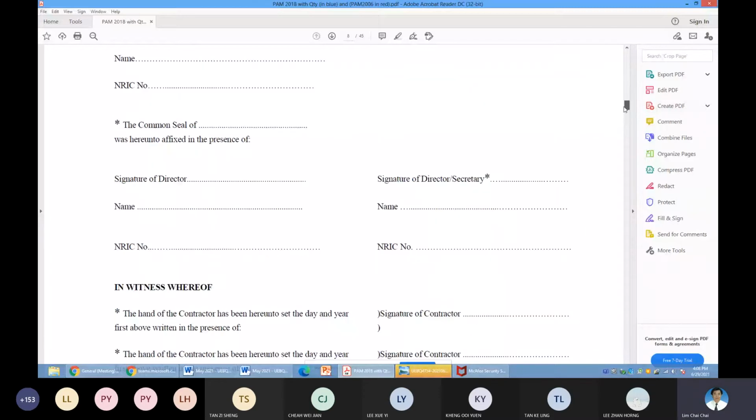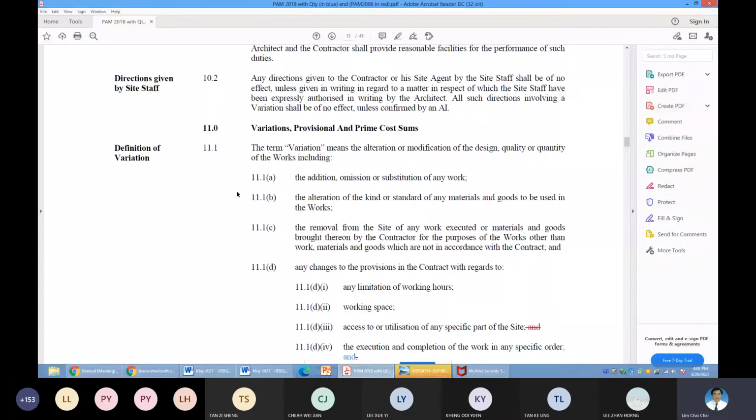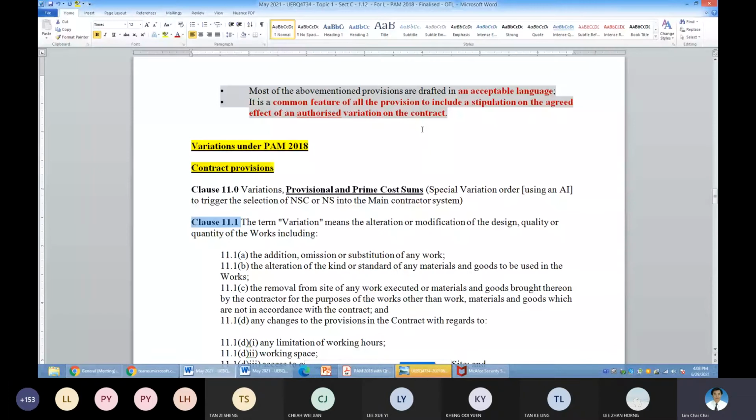So you need to really understand each and every one of the provisions here. See here? First of all, the definition of variation. What is the meaning? When you're looking into it, it has to be alteration, modification on the design of the project, quality and quantity of the project. So this is a broad meaning.